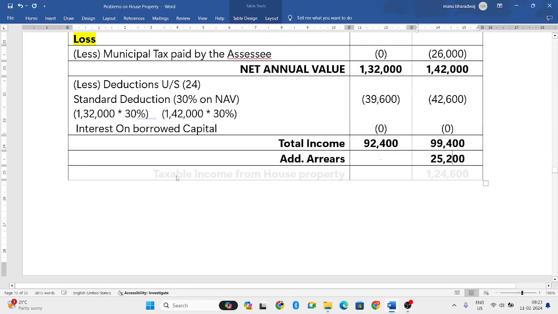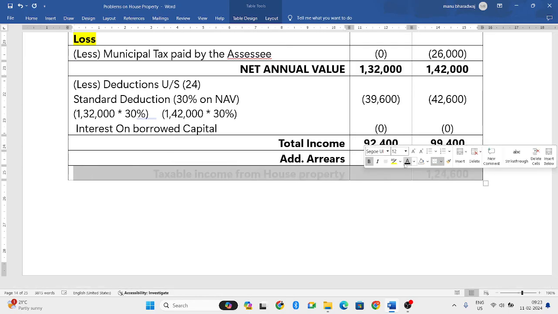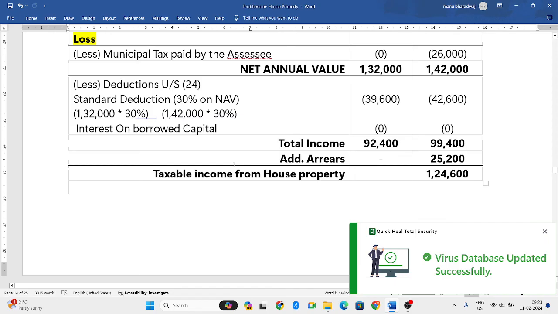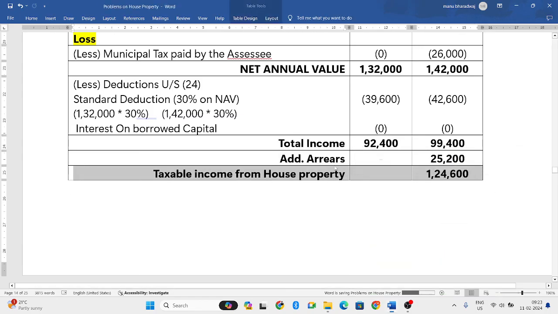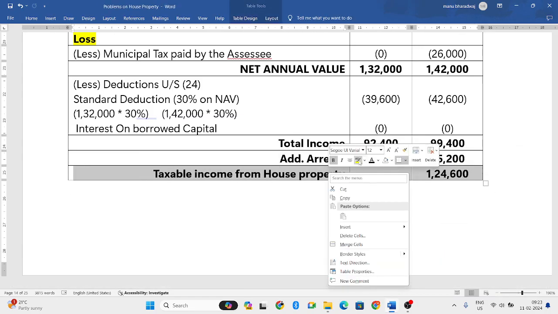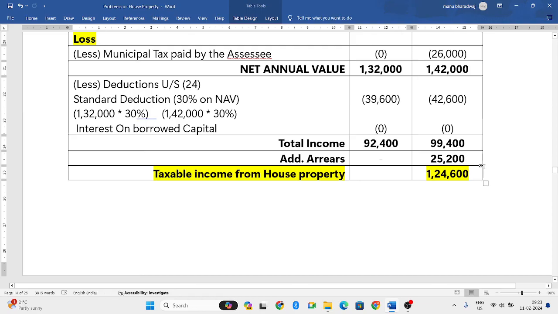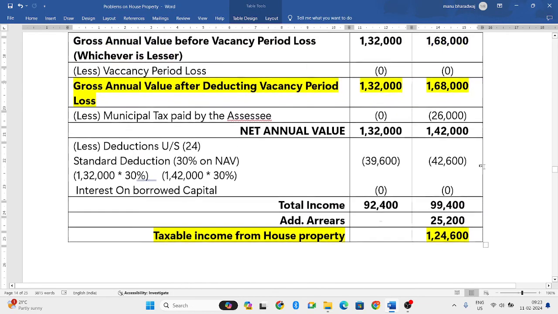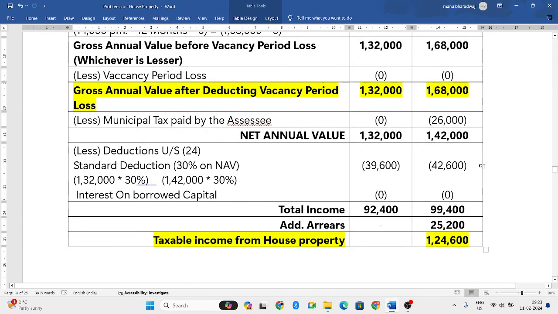After adding that, the total will be the taxable income from house property, that is 1,24,600. This is how we need to solve the problem. In this problem, they had given arrears. So in exam, if they give arrears, then you have to calculate like this.